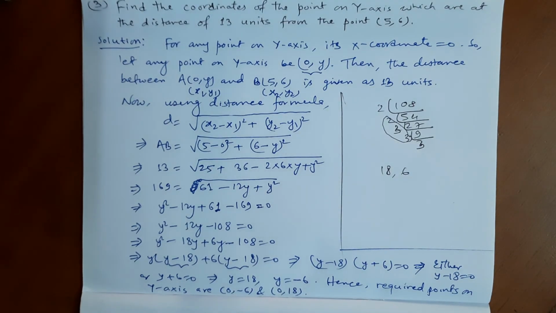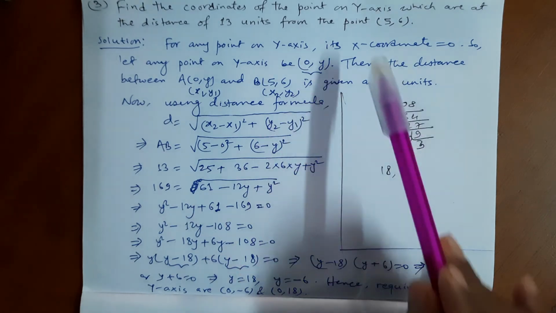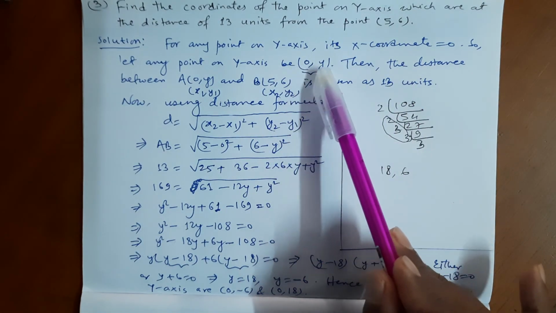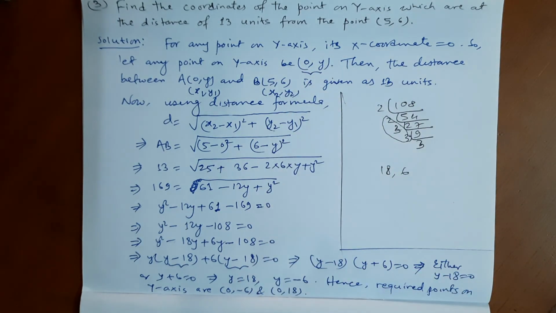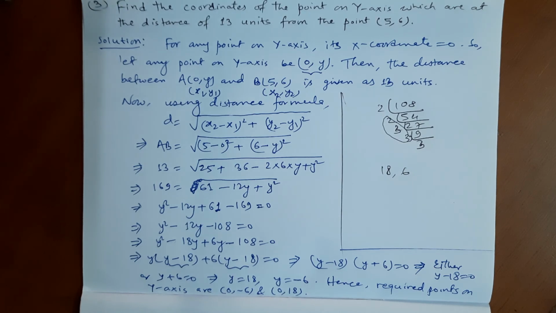In this way, any point on the y-axis can be supposed as (0, y), and by using the distance formula we can easily find it. Similarly, if a question asks to find any point on the x-axis, then any point on the x-axis can be supposed as (x, 0), and by using the distance formula in a similar way we can find the required point on the x-axis.